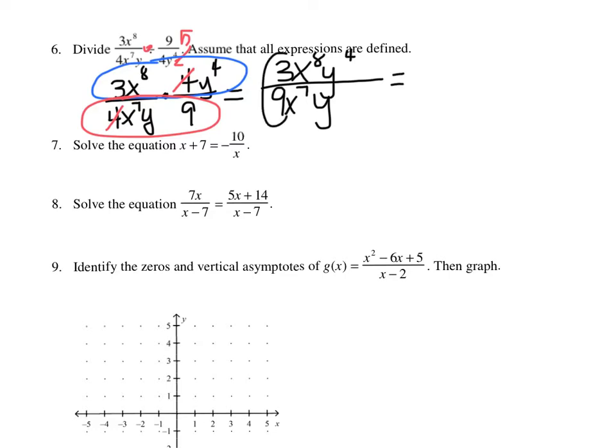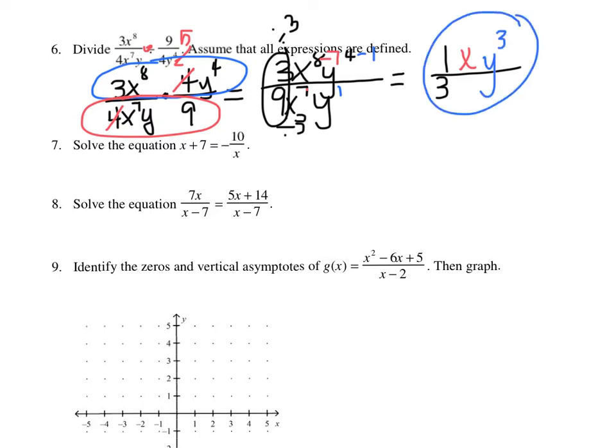So let's reduce the 3 and the 9. You can divide both of them by 3, so 3 divided by 3 on top gives us 1. 9 divided by 3 on the bottom gives us 3. 8 minus 7, for those 7 x's on the bottom, is just 1x, so x to the 1st. And then we have 1y right here, so 4 minus 1 is y to the 3rd. So xy to the 3rd over 3 is the answer.